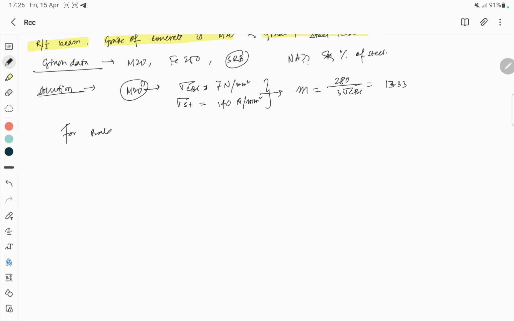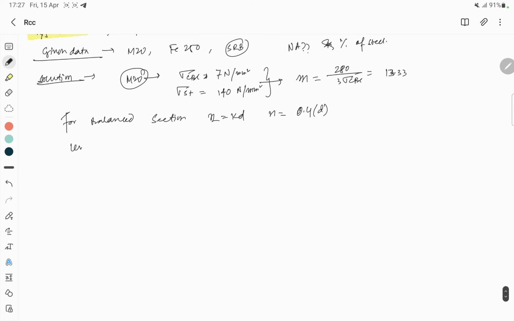For a balanced section, n equal to kd. So here n equal to k value 0.4 and d. Lever arm equal to d(1 minus k by 3), that means 0.867 d.